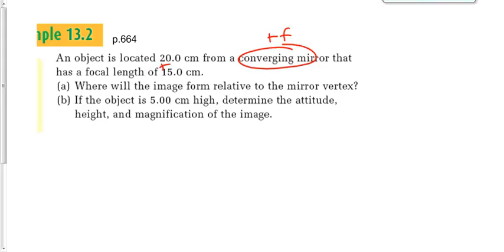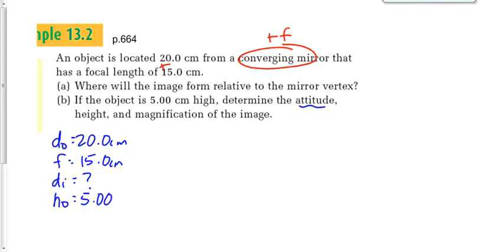Where will the image form relative to the mirror vertex? With a lens, we would talk about relative to the optical center. With a mirror, we talk about the surface of the mirror, which is the vertex. So where's it going to form? And if the object is 5 centimeters high, what's the attitude, which means right side up, upside down, the height, and the magnification of the image? So let's say DO is 20 centimeters. Let's say F is positive 15 centimeters. So we want to find DI. We've got HO is 5.00.